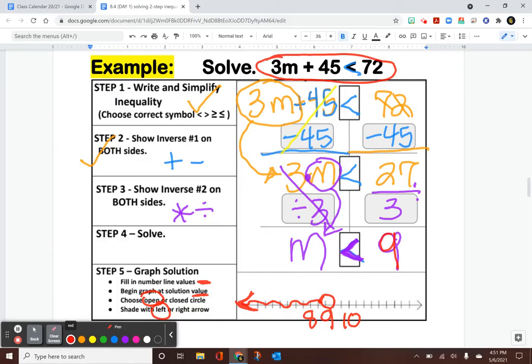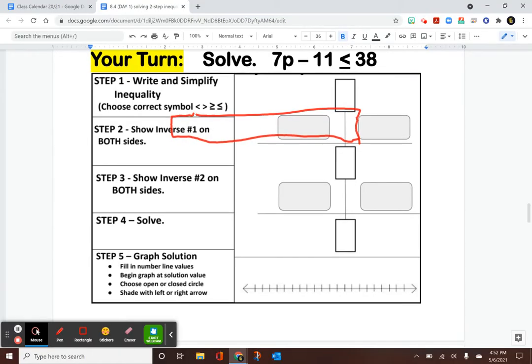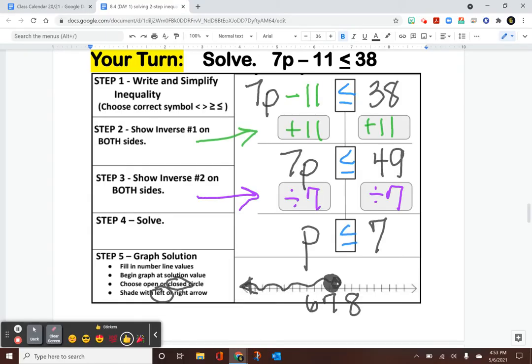We'll give you one to try. Remember to practice showing all of your inverse steps. We'll pause the video while you work this one through. Let's see how you did.